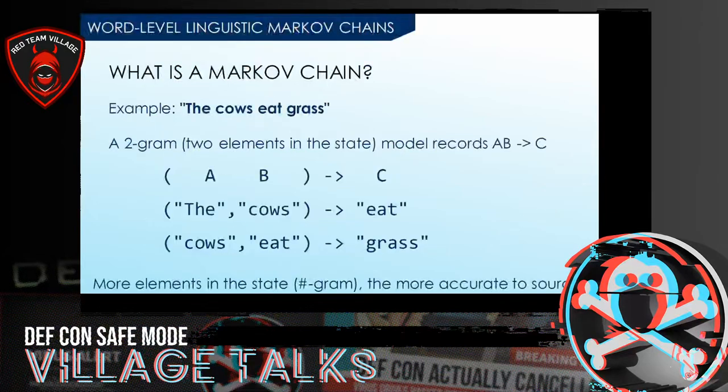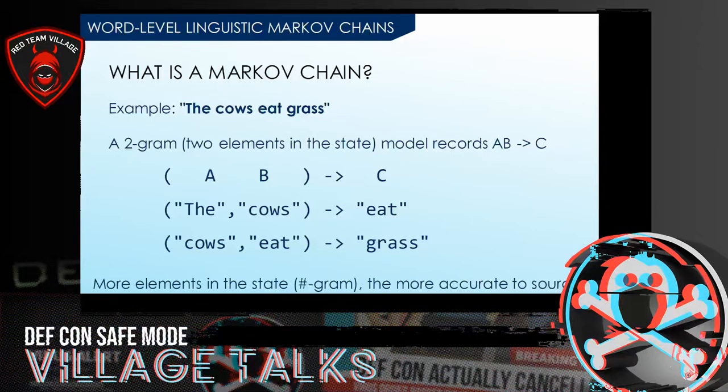So what are word-level Markov chains? Okay, well, the simplest explanation I can give is it's an over-glorified state model to store relationships between groups of words. For this example, we'll just do a 2-gram model, think two elements in the state. If the phrase used for training is "the cows eat grass", a 2-gram model will record state transitions for "the cows" to "eat" and "cows eat" to "grass".